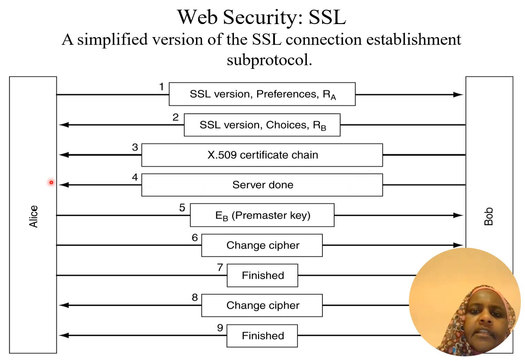Now the server is done. The client will send a pre-master key to the server. The server will change the cipher, and the client is finished. Then the server will change the cipher, and the connection is now established.